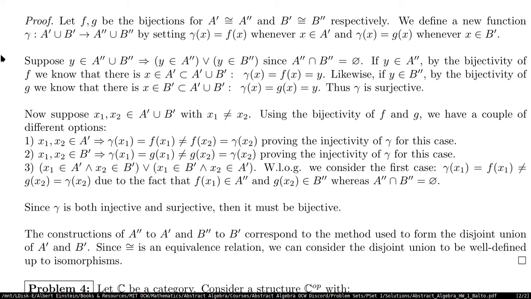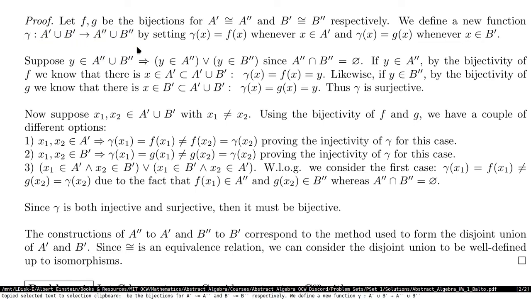So yeah, you have the two bijections, f and g. Now you define a new function, that's pretty much what I was talking about. You have gamma, which goes from this union to this union, and what it does is it takes x, so gamma of x, to f of x whenever your x is in A prime, right? And otherwise, gamma of x gives you g of x whenever x is in B prime.